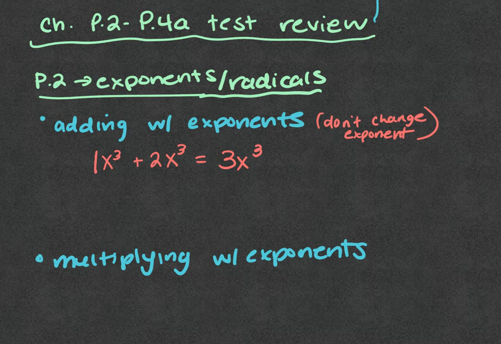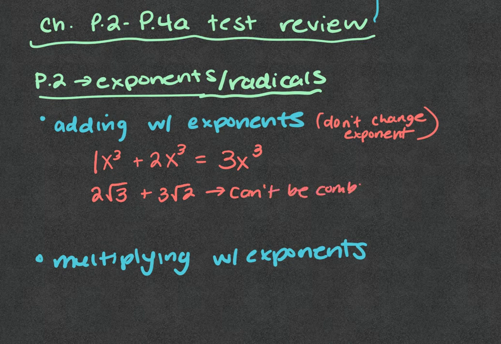We did the same with radicals. So if it was 2 square root 3 plus 3 square root 2, these cannot be combined. But 2 square root 3 plus 3 square root 3 became 5 square root 3. You leave the radical alone and you combine the coefficients.